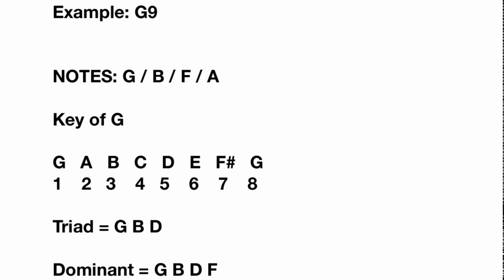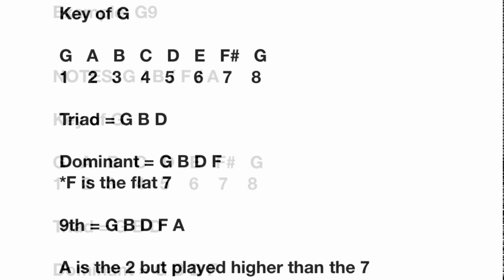So there's my dominant chord, G, B, D, F. If I add on an A, that is the 2, so you can see the key of G: G, A, B, C, D, E, F sharp, G. A is the 2. So I play that above the octave because I have that 7 in there.